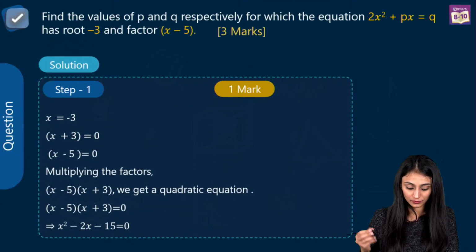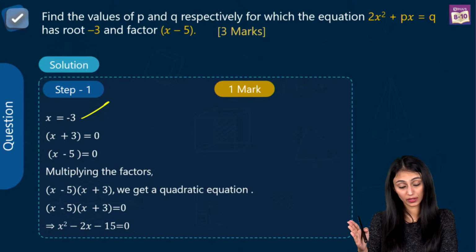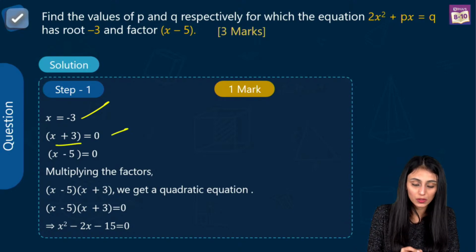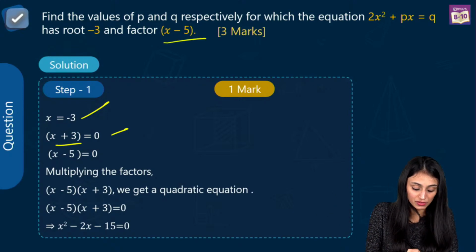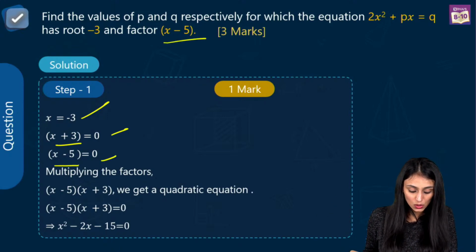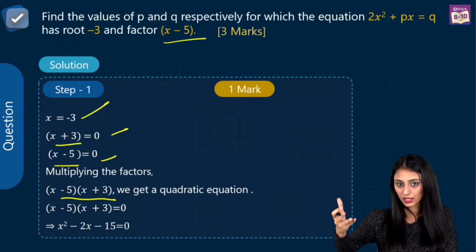Okay. So here, Step 1. See, x equals minus 3. That's a root of this quadratic equation. So x plus 3 equal to 0 will be a factor of it. Right? Similarly, x minus 5 is also a factor of it. So once I multiply both these factors, we are going to get a quadratic equation.